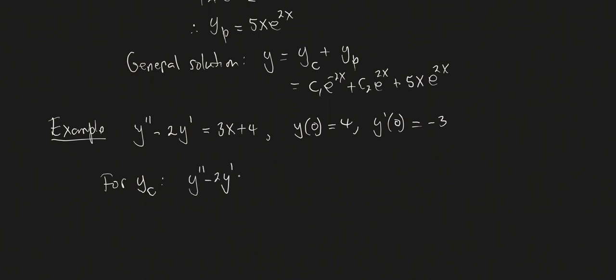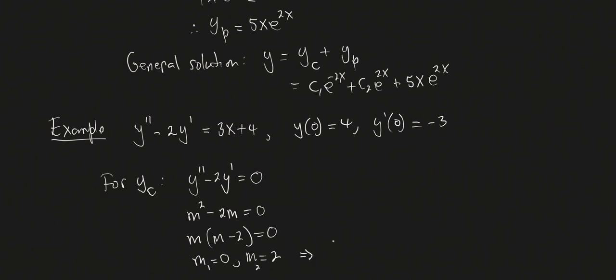So we have to solve the corresponding homogeneous equation, right? So let's see, the auxiliary equation for this is m squared minus 2m equal to 0. So factor out an m, right? So we do get two real distinct roots. They're both constants. One is 0 and the other one is 2, right?